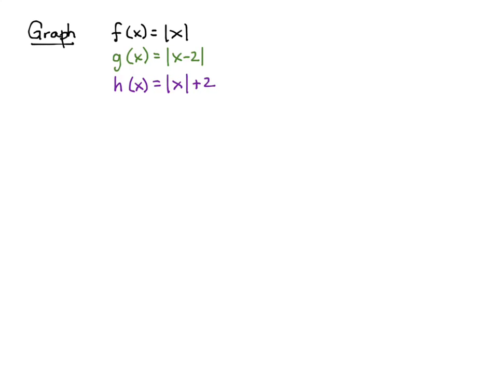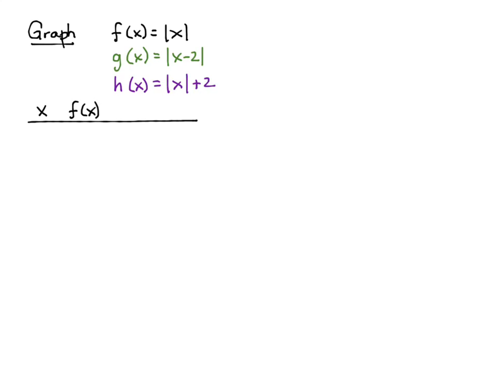Now, here are three functions, and they all involve an absolute value. And so you would expect that there's some sort of similarity between these functions. Now, we do different things to it. On the second one, we subtract 2 from x before we take the absolute value. On the next one, we first take the absolute value and then add 2.